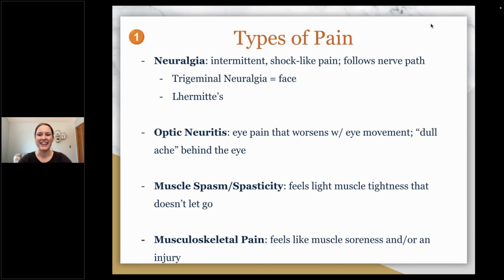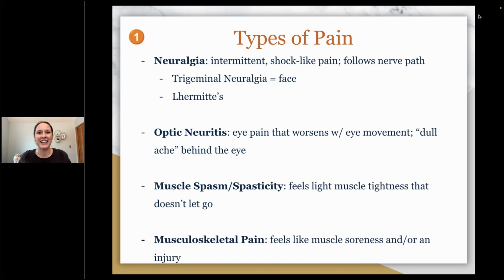Optic neuritis, I'm curious, let me know in the chat if you've had optic neuritis. Optic neuritis is one of the most common forms of pain associated with multiple sclerosis. And oftentimes it is the first symptom that someone might experience before their MS diagnosis. Optic neuritis is eye pain that worsens with eye movement. And so I'm just looking at you guys right now, but let's just say my eyes are really wandering all over the place. I would get pain with moving my eyes.